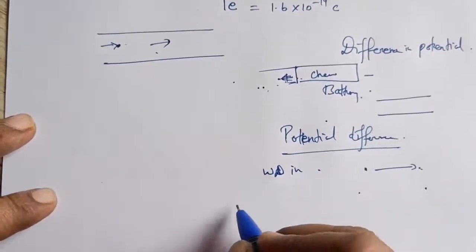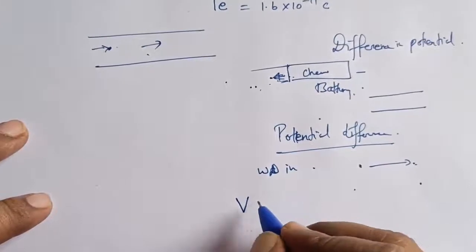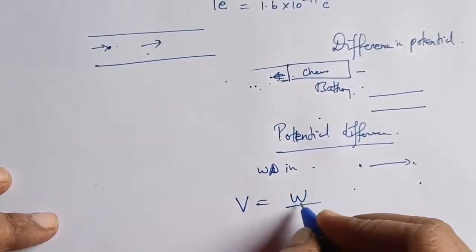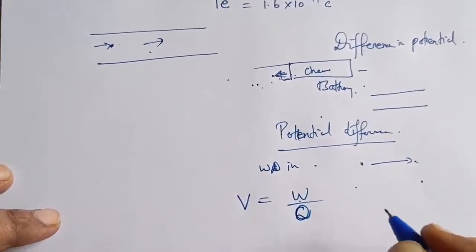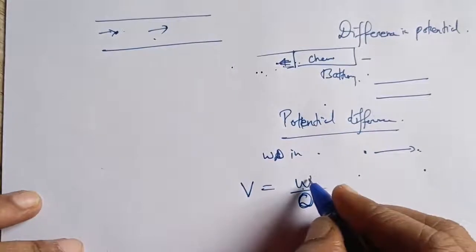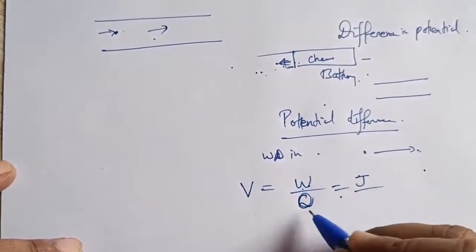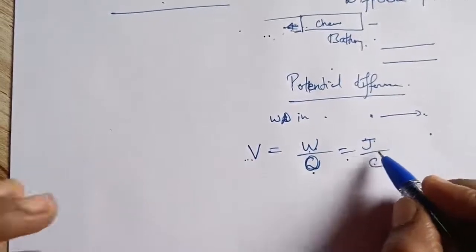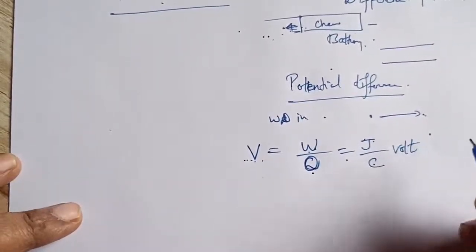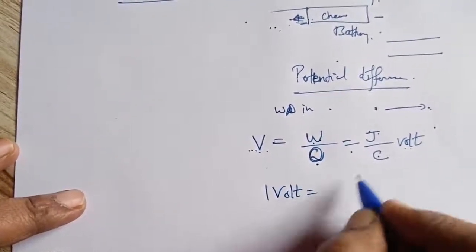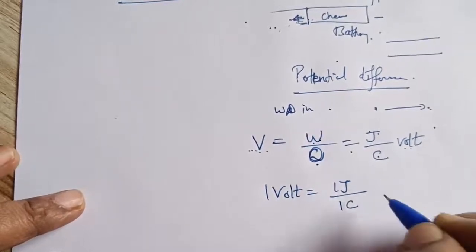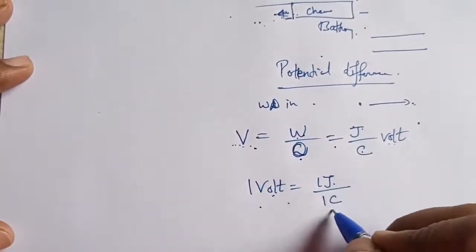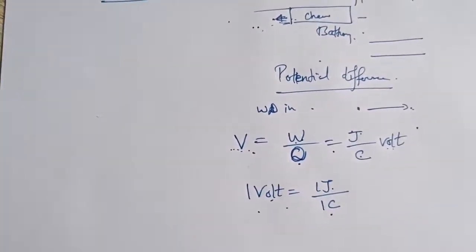Potential difference is represented by the letter V. V equals the work done in bringing unit charge, where charge is given by Q, from one particular place to another. The unit of work done is joule and the unit of charge is coulomb. So for V equals W by Q, the SI unit of potential difference is volt. 1 volt is 1 joule of work done in bringing 1 unit positive charge from one point to another. Volt is the unit of potential difference, and 1 volt is represented by 1 joule per 1 coulomb.